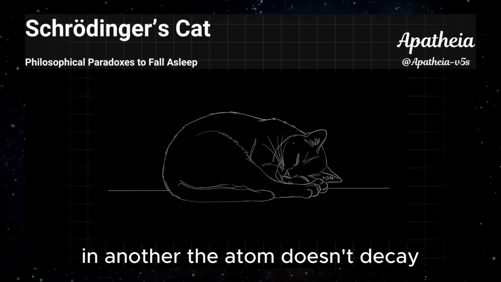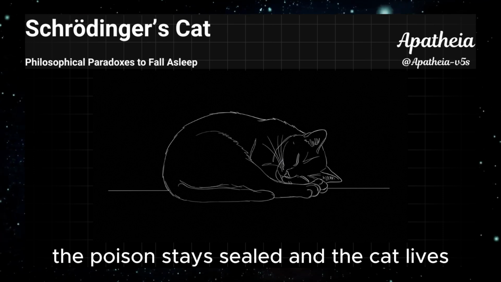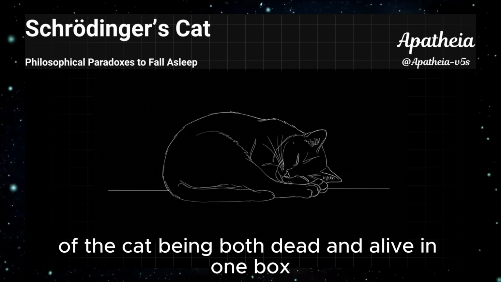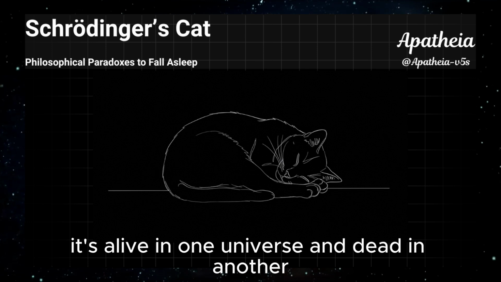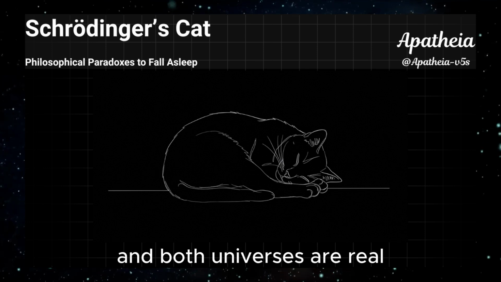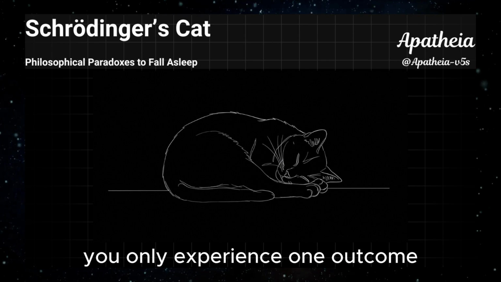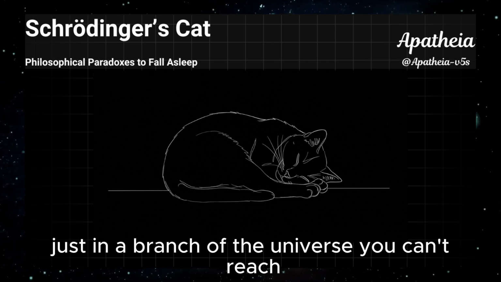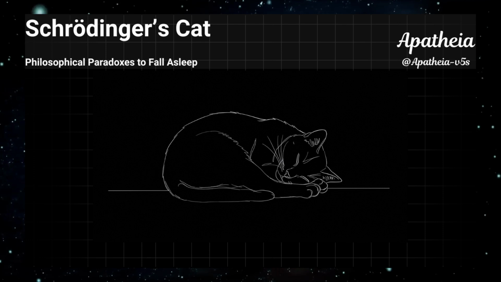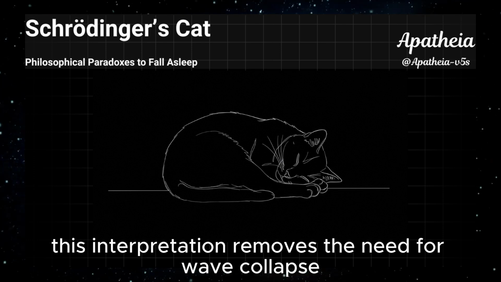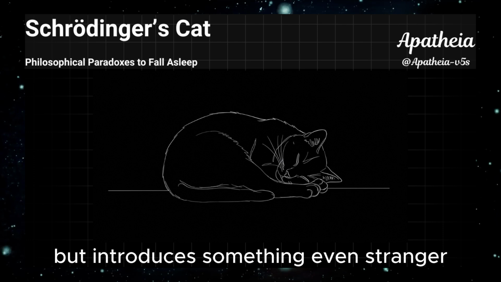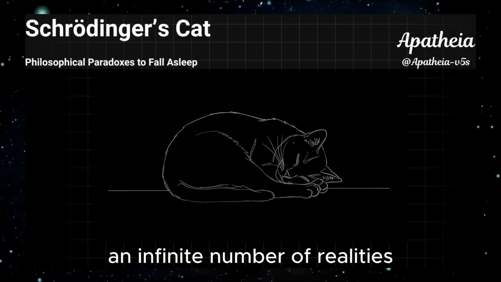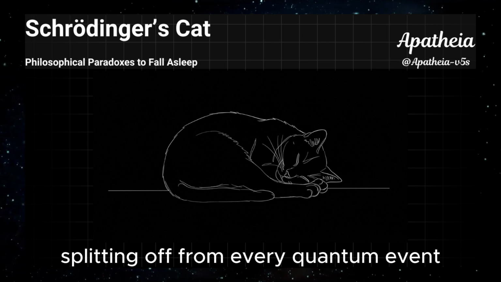In another, the atom doesn't decay, the poison stays sealed, and the cat lives. So instead of the cat being both dead and alive in one box, it's alive in one universe and dead in another, and both universes are real. You only experience one outcome, but the other version still exists, just in a branch of the universe you can't reach. This interpretation removes the need for wave collapse, but introduces something even stranger: an infinite number of realities, splitting off from every quantum event.